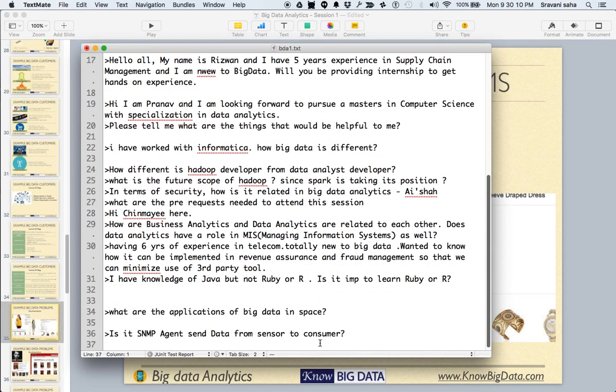Mehdi's question is: does the SNMP agent send data from the sensor to the consumer? Both. The SNMP agent is the simple time agent. I think it's a time server which keeps on sending the ping. Simple Network Management Protocol, I think that's what it meant.